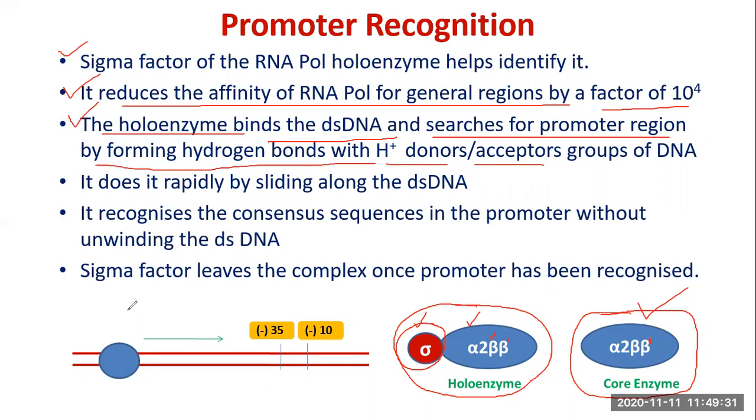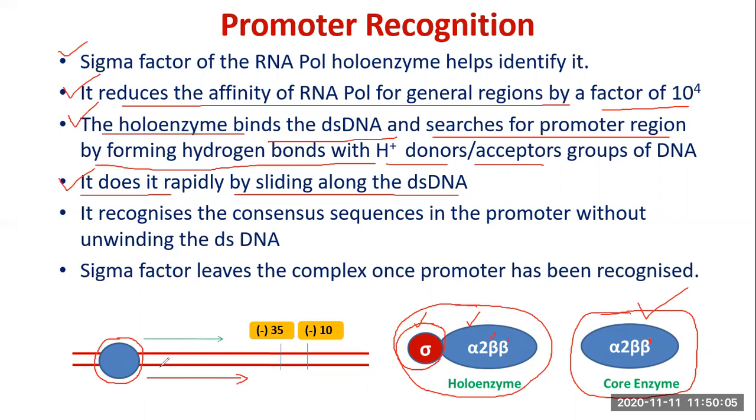So it will bind here to the double-stranded DNA. This is the RNA polymerase holoenzyme. It binds here and searches for the promoter region by forming hydrogen bonds with the exposed proton donor and proton acceptor groups of the DNA. And it does it rapidly. How does it do it rapidly? By sliding along the double-stranded DNA, looking for the promoter region.